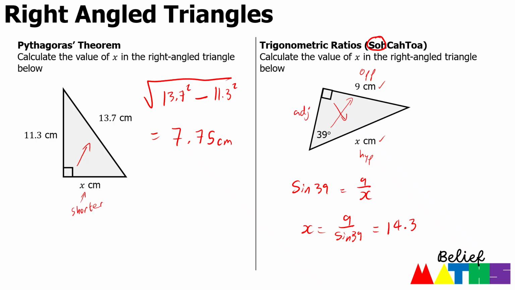14.3. Now again, thinking, does that make sense? Is that a logical answer? Well, we expect x to be the largest side because it's the hypotenuse. It's bigger than 9, so we can assume that we've got that one correct.